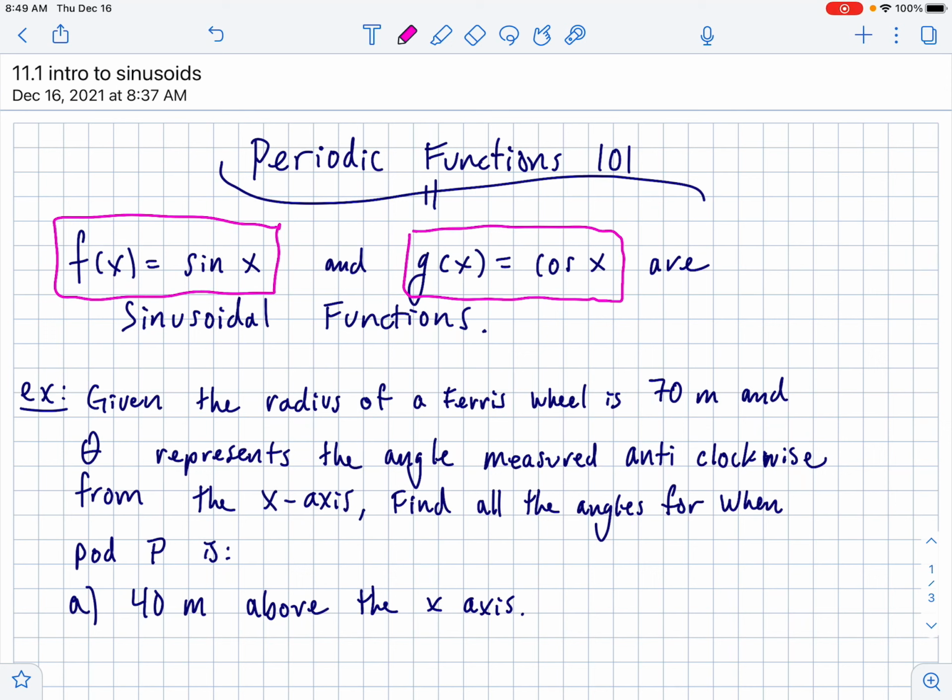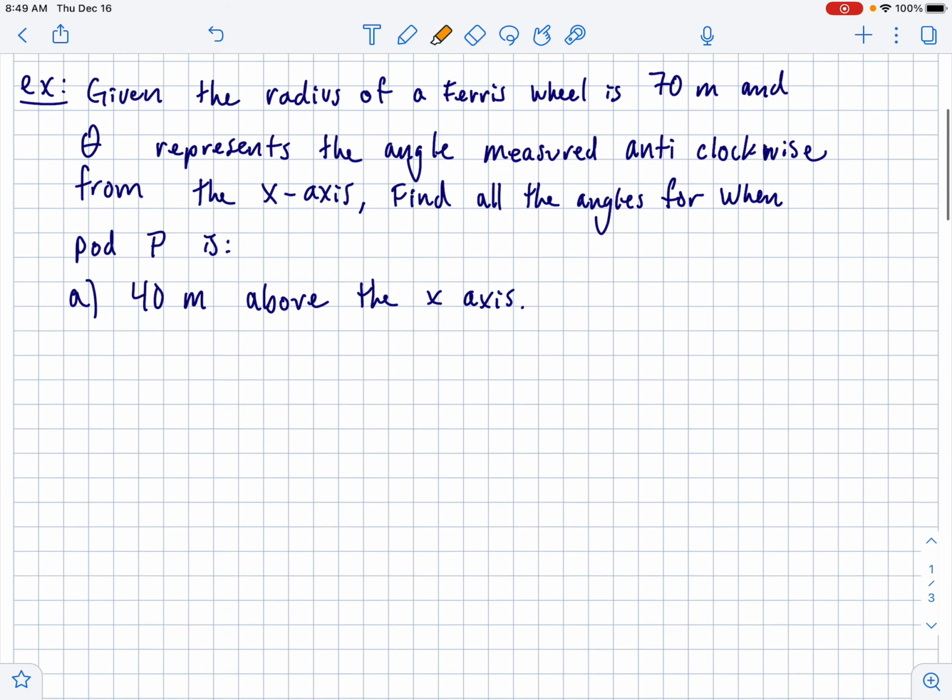Sinusoidal is in my top 5 favorite math words. I think it's the OI combination that makes it so fun to say. Sinusoidal.